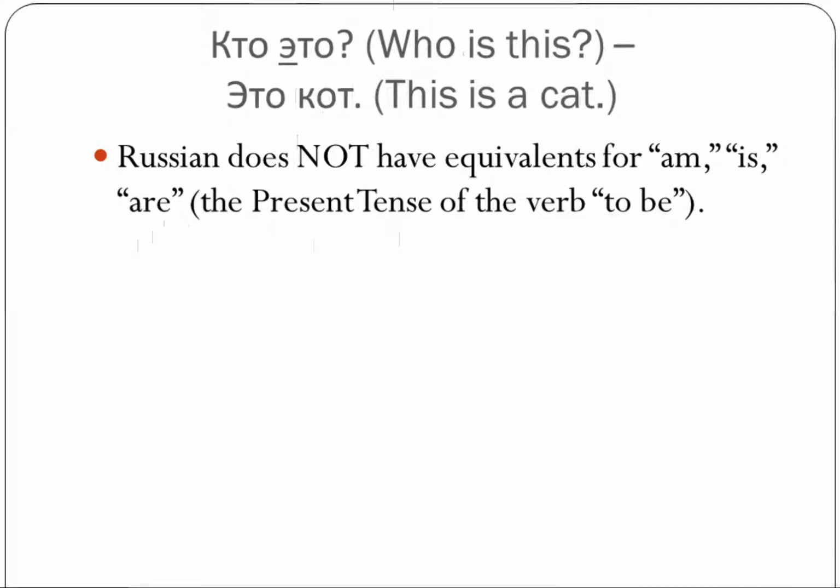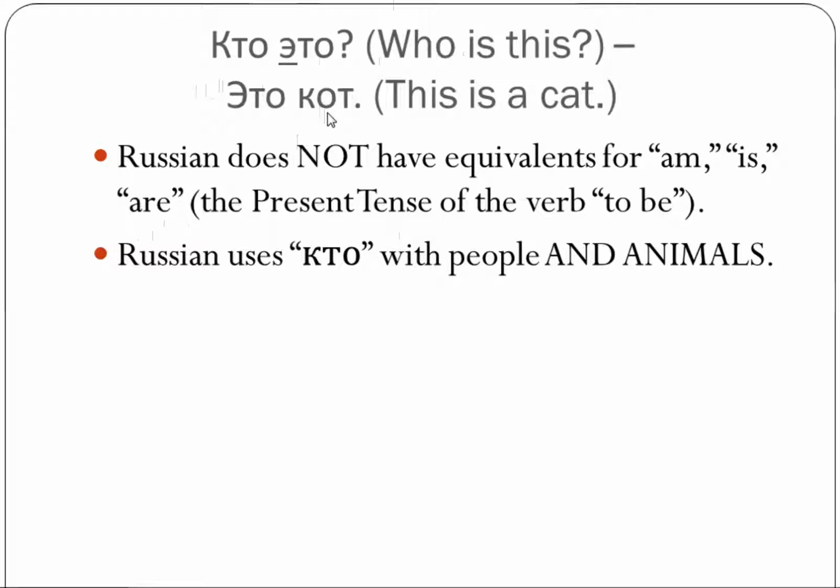There is no is, there is no am, there is no are. So when you're translating from English to Russian, you don't need to worry about those words. Just skip them. Go straight to the next one. Another thing that hopefully you're noticing is that in Russian we use the word who, кто, to talk about cats or any other animal. So in English, normally it's what to talk about animals.